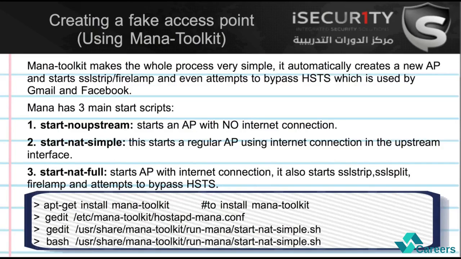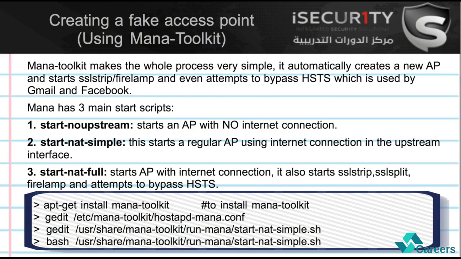Okay, now we're going to talk about a tool called Mana Toolkit. Mana Toolkit is a tool that allows us to create fake access points. The tool is very easy to use and it automatically creates the fake access point for us instead of us manually typing the commands to create the access point. The tool also has a few scripts that allow us to run a number of other tools to allow us to sniff the traffic that happens in this fake access point, bypass HTTPS, and even attempt to bypass HSTS.